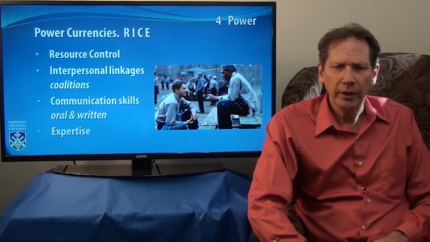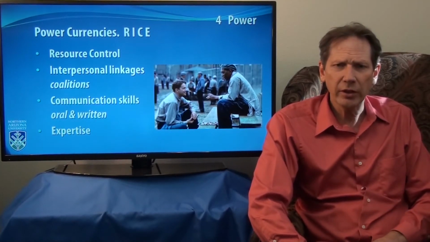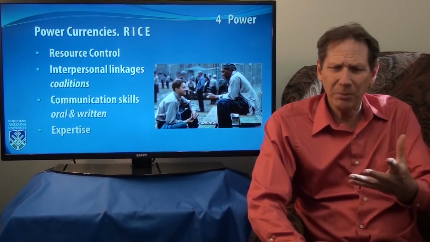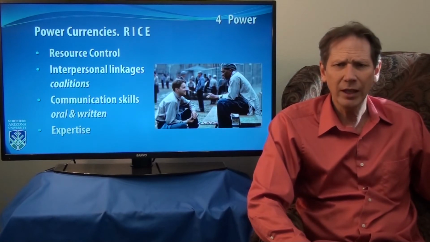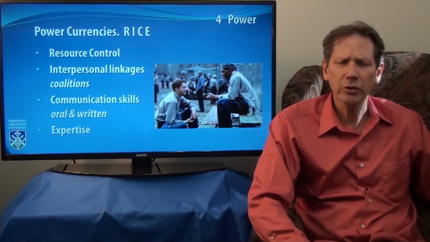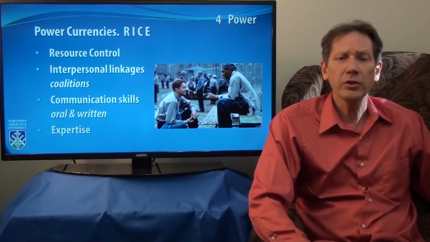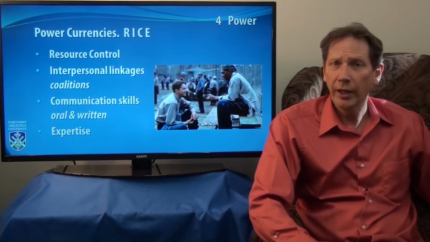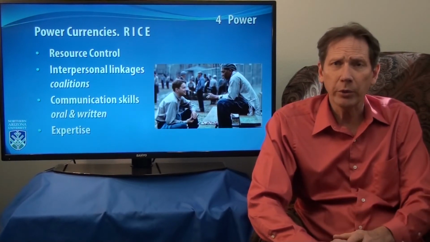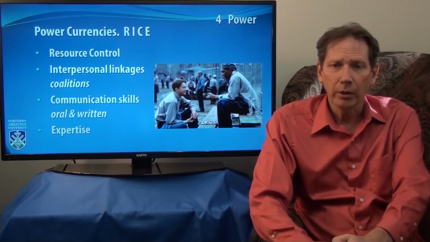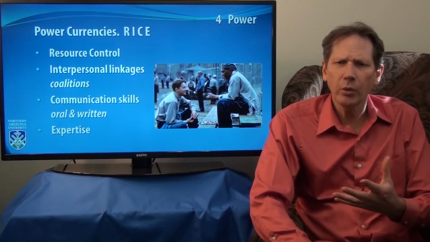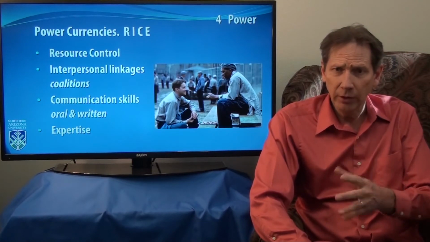I love the metaphor. It's not always the person that has access to the checkbook or who can make decisions. See, there's interdependence going on here. There's relationship, and we've got to recognize that. Somebody has resource control, but other people have interpersonal linkages. Other people have the communication skills, and some people have the expertise. And it will vary on context where you're at, whether you're at work or at home or a new job or an organization you volunteer for or the Cub Scouts you help out with. These currencies change depending on where you're at, and you probably have more than you know.